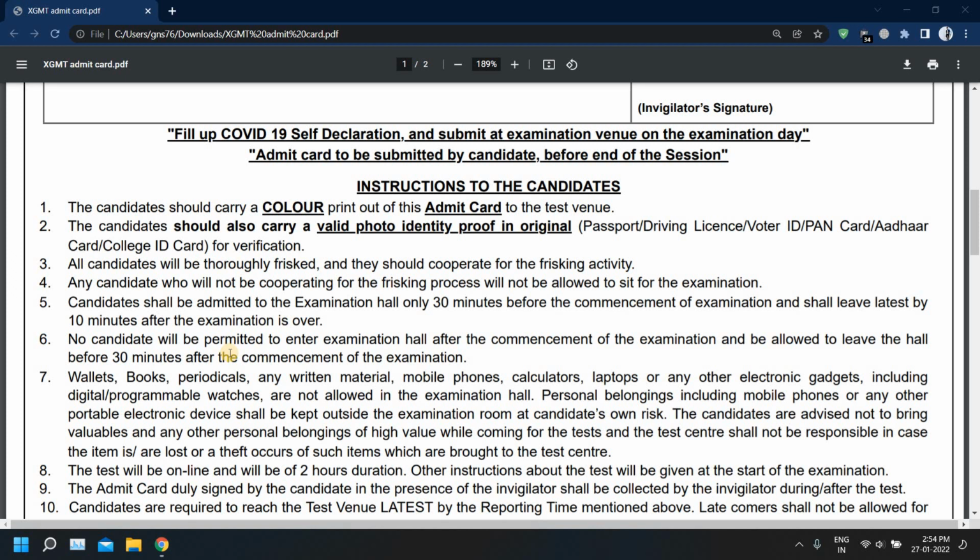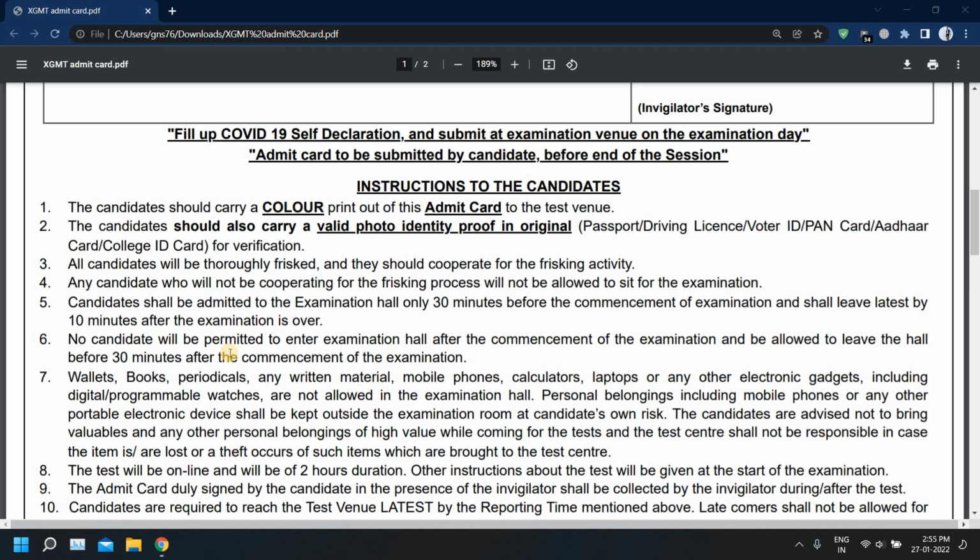And again, many of you have not gone through the instructions provided in the admit card, so let me read them out for you. I won't go point by point, because I will be covering just the major points in the instructions. So the first thing is the color printout. Many smart people would have just downloaded the admit card and printed it without reading the instructions. So in case you are among those, please go and take a new colored printout.